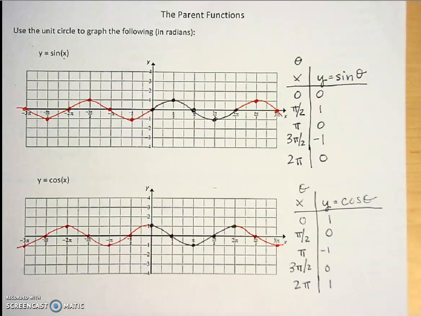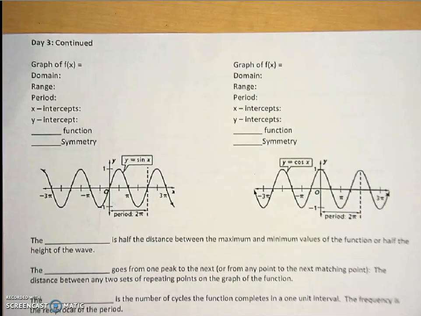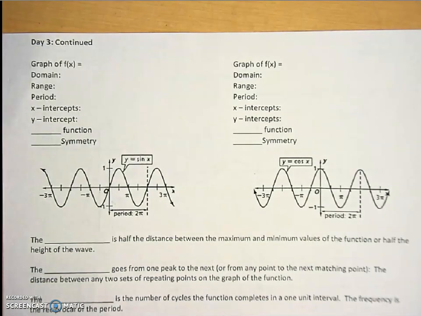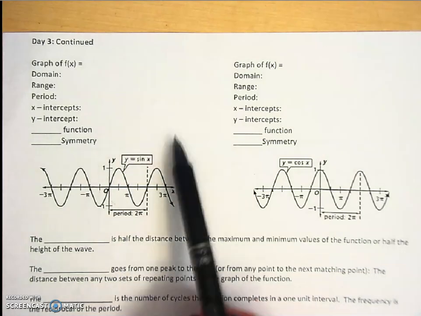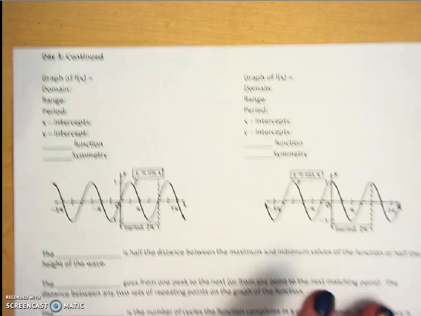Okay, on the back of our notes, we are going to talk about some vocabulary and some concepts about the sine and cosine graph. And you'll recognize a lot of this from the exploration that we did yesterday in Desmos. So for this top section on the left, we have a sine graph, and on the right, we have a cosine. We're just going to identify some properties about them.